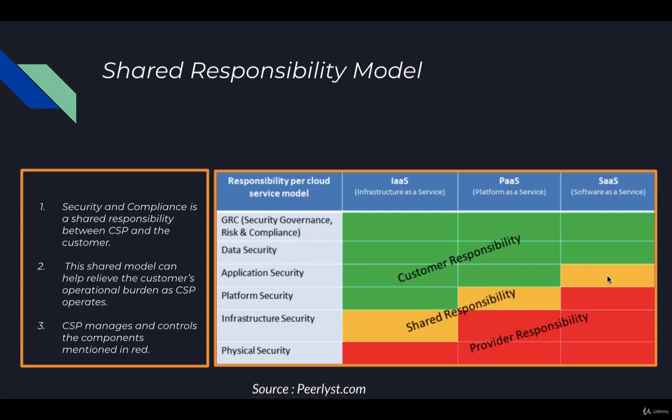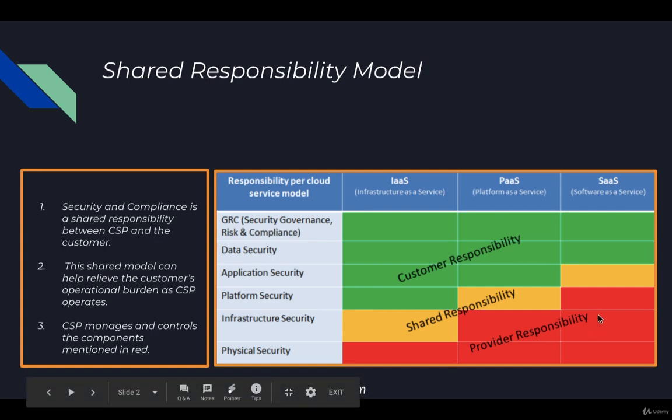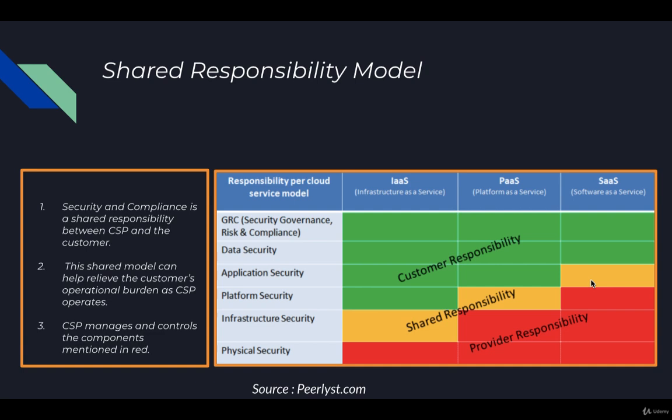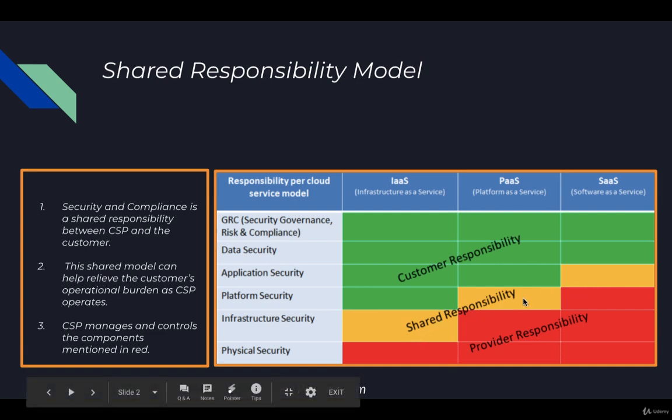Similarly, in the case of SaaS, the platform and everything up to it is given by the cloud service provider, and the application is a shared responsibility, because of application access control and all those things, like who will have access to, let's say, Office 365. That is the organization's responsibility. That is why everything in the yellow color is the shared responsibility.